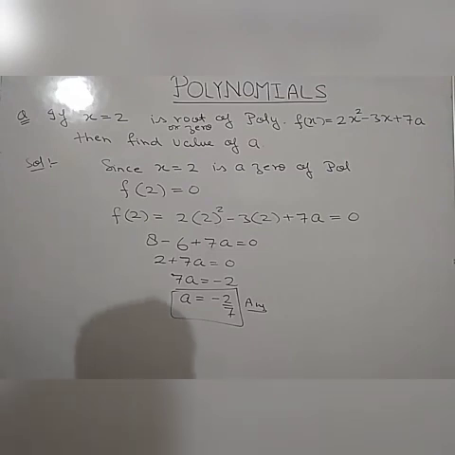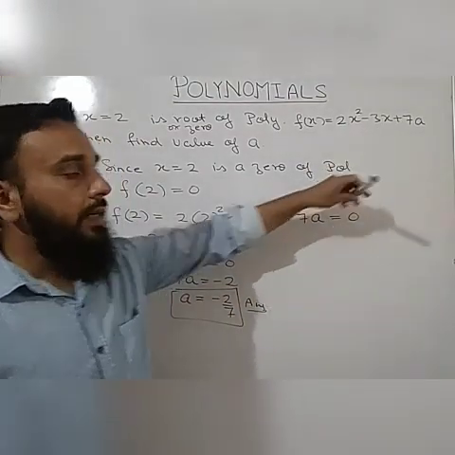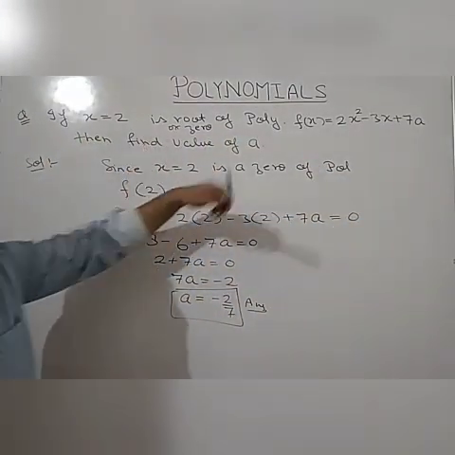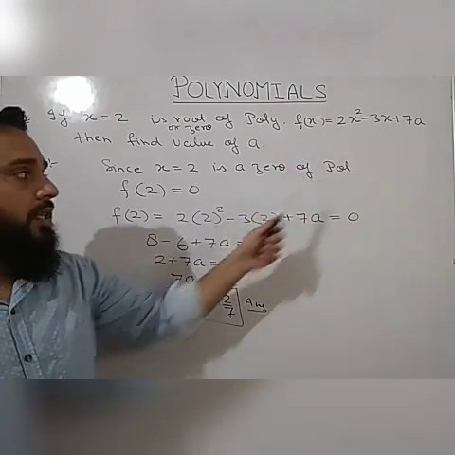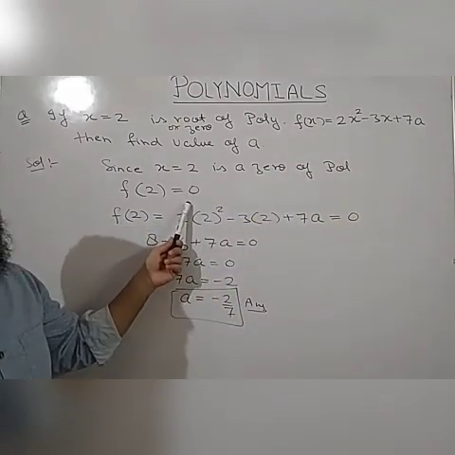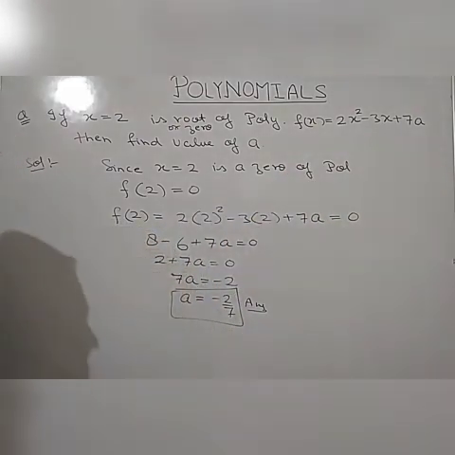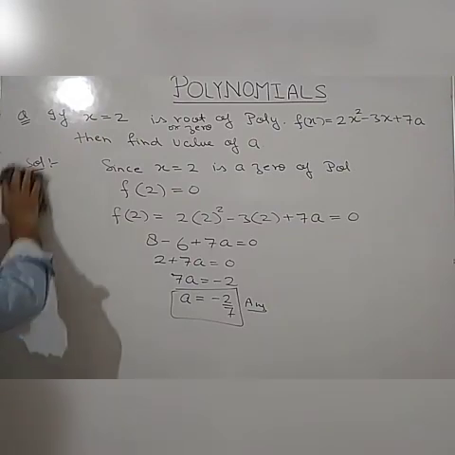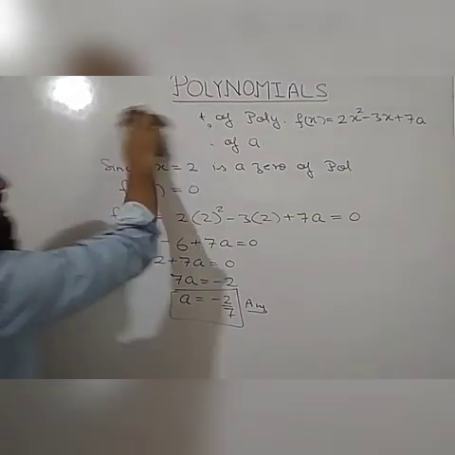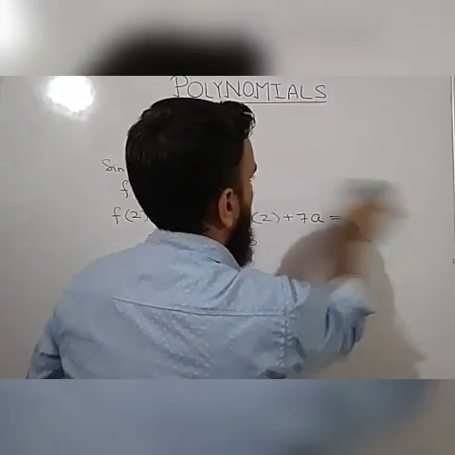Okay. So whenever the value of an unknown is asked and you are given a 0, then put the value of the 0 and set it equal to 0, and you will get the value of the unknown. Understood? Copy it. Now let us solve one more question of this type.